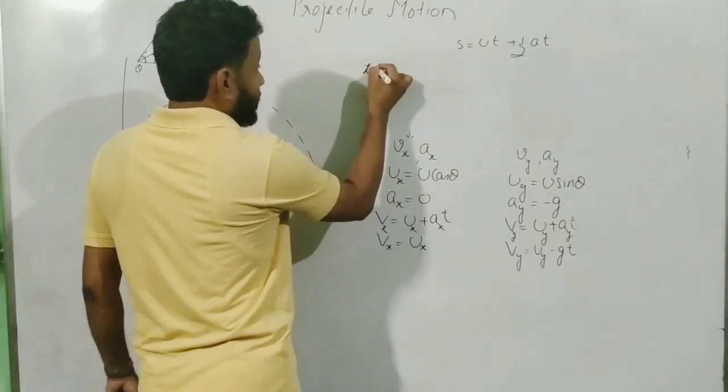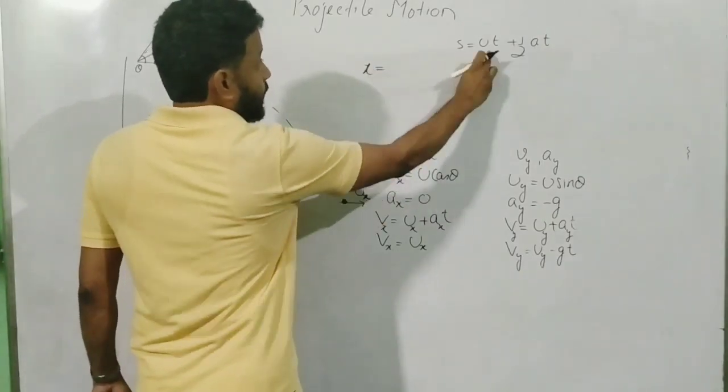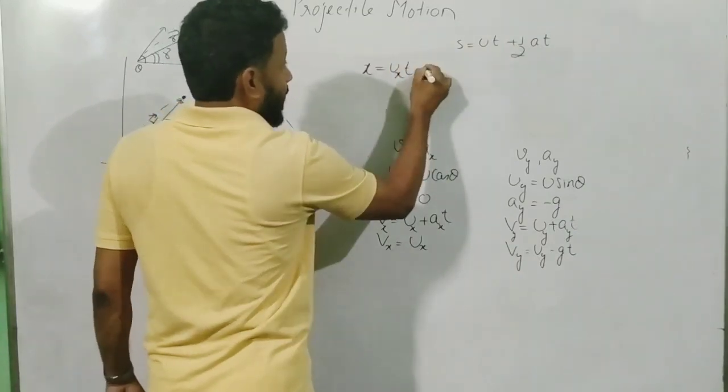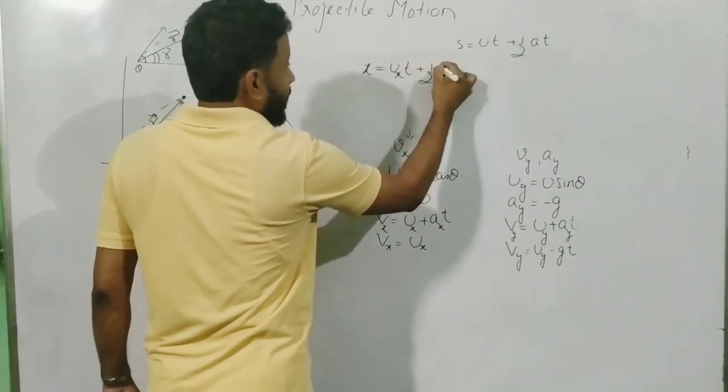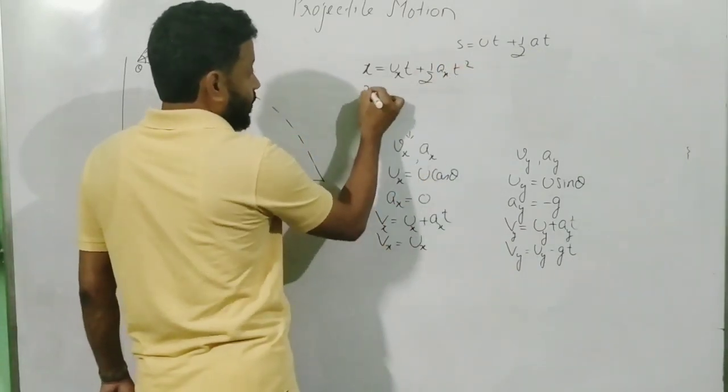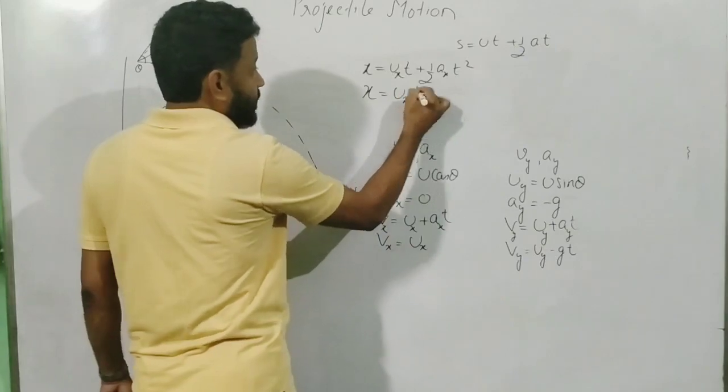So this is your x. u, so I will write here as ux, t is same, plus half at square. Half ax times of t square. But what is the value of ax? Always 0. So x will be equal to ux times of t.